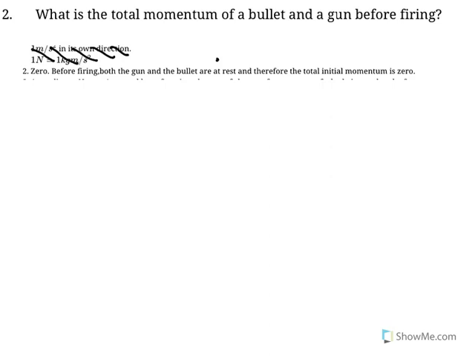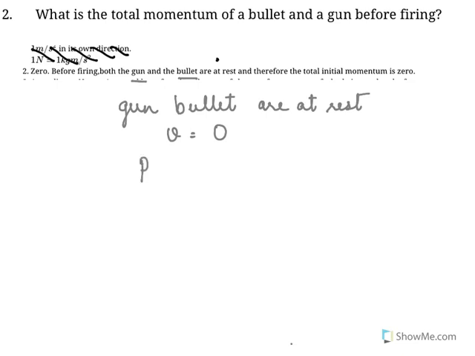What is the total momentum of the gun and the bullet before firing? Now, before firing, the gun and the bullet are at rest. And if they are at rest, it means the velocity is 0. And if velocity is 0, momentum will be 0, because we know momentum is mass into velocity. So the momentum is 0. So they are at rest and the total initial momentum is 0.